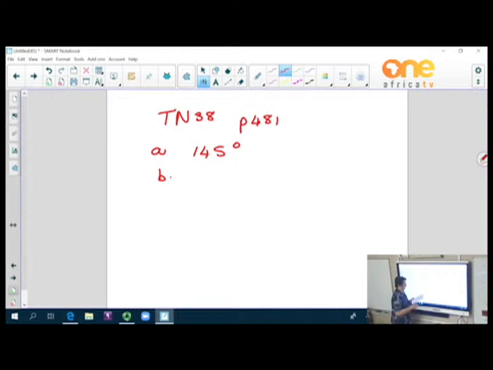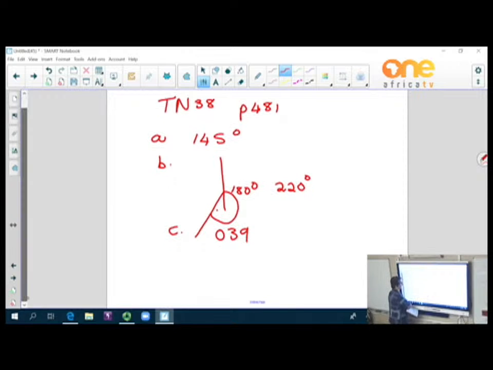Number B, so we have an angle like this. So this is a straight line, which is 180 degrees, and then we add this little angle here. So this one is 220 degrees. Number C, obviously that's just that 039. Look at the three-figure bearing that we're using here.